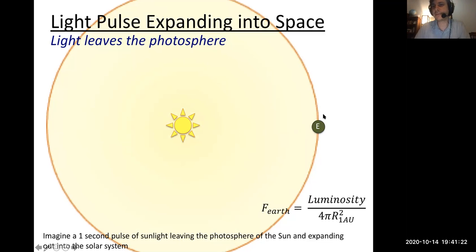When that pulse of light reaches the Earth, how much is reaching the Earth? Well, it's going to be diluted over the entire surface of the sphere. So the radiant flux at Earth would be the luminosity of the sun divided by the surface area of that giant sphere that has a radius of 1 astronomical unit, the Earth to sun distance. And that would give me the energy per second per square meter that's reaching the Earth.